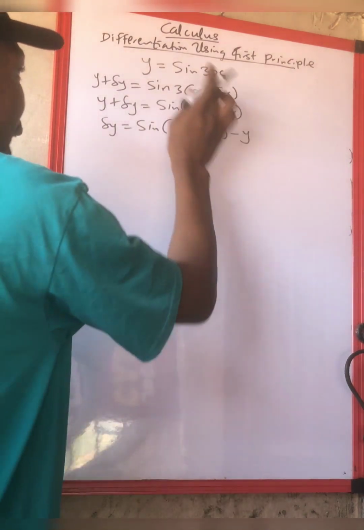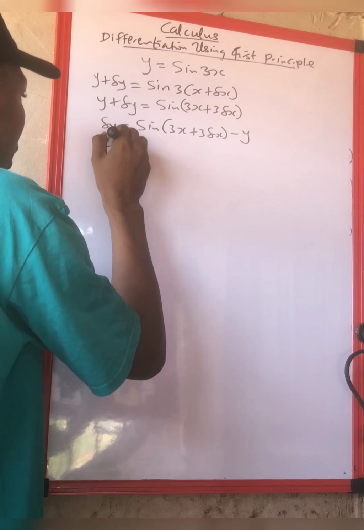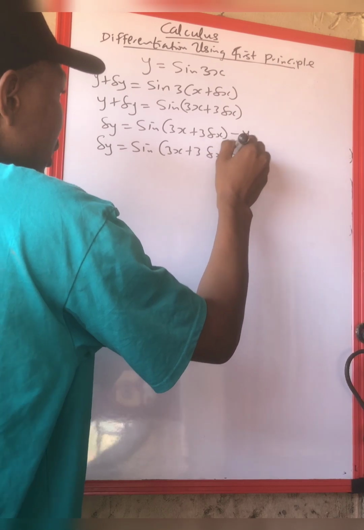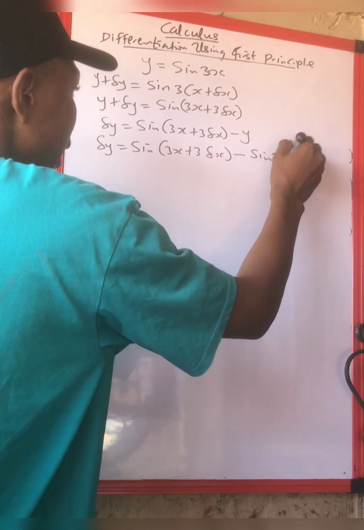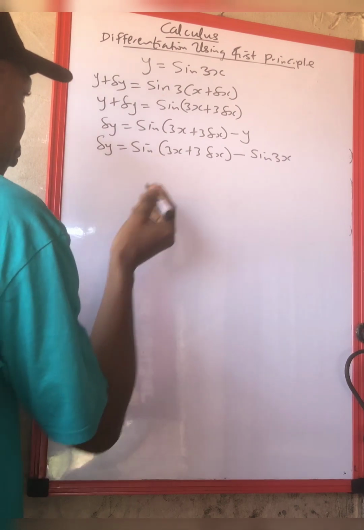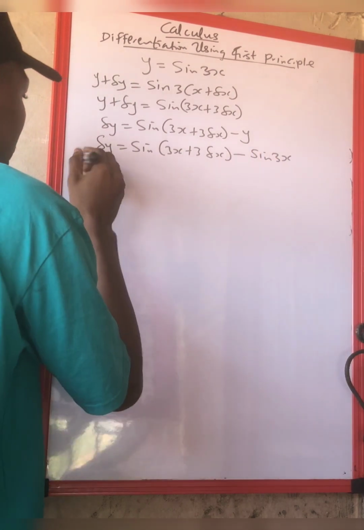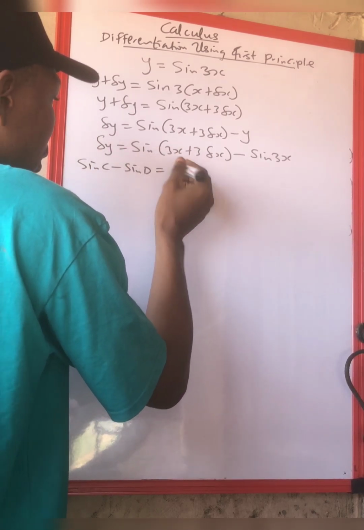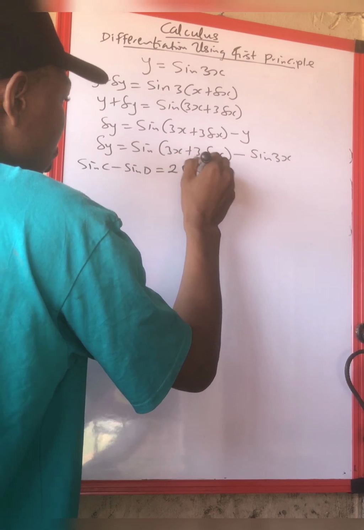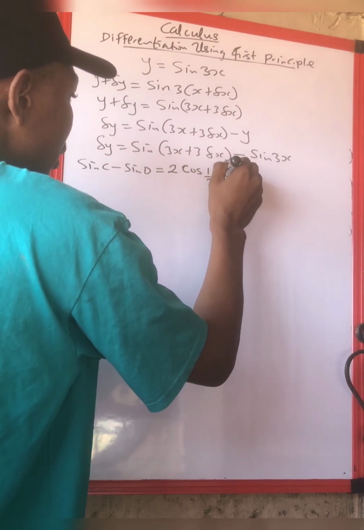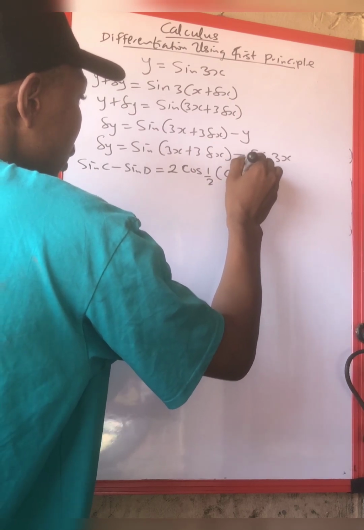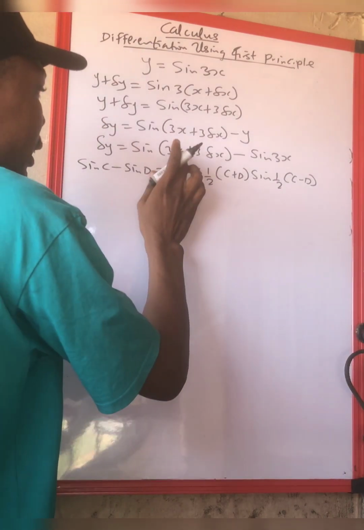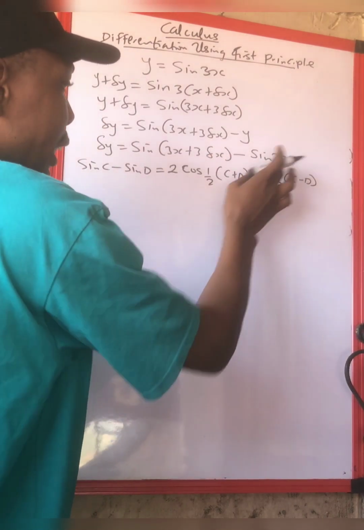Now this time around, our y is sin 3x. So we have change in y equals sin(3x + 3 change in x), then minus sin 3x. So from there, you can apply the expression sin C minus sin D, which becomes 2 cos 1/2 (C + D) sin 1/2 (C − D), where C is 3x plus 3 change in x and D is 3x.